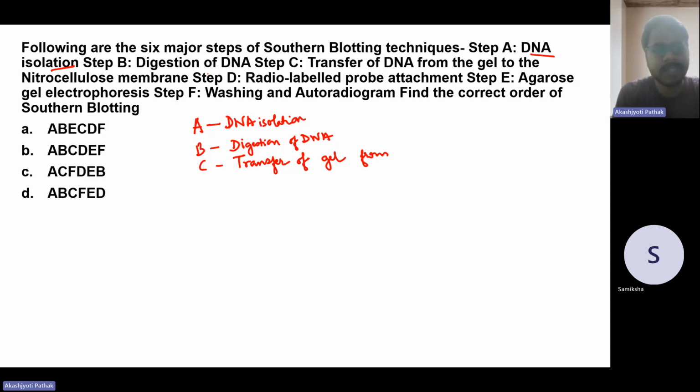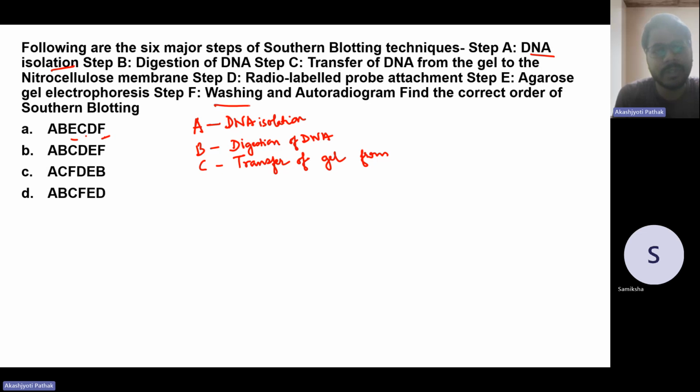Then the second step is digestion of DNA. This is also in sequence. Then transfer of DNA from gel to nitrocellulose membrane? No, no. First you have to separate the DNA fragments by running an agarose gel electrophoresis. So yes, first E, then C, then radiolabeled probe attachment, and F is washing and autoradiogram.